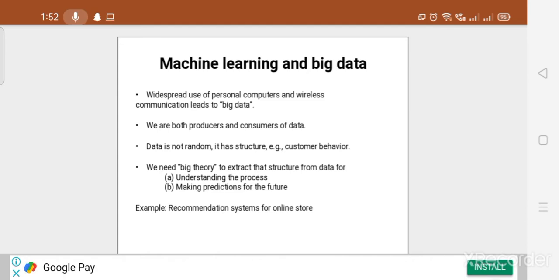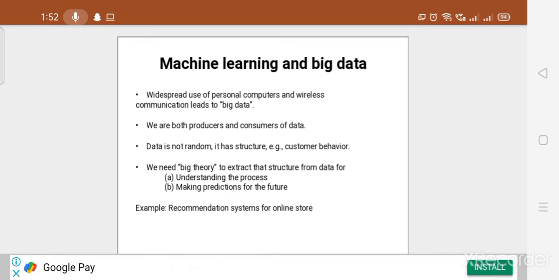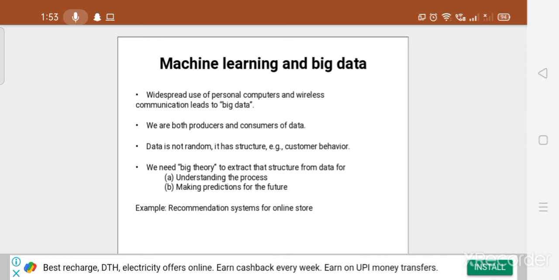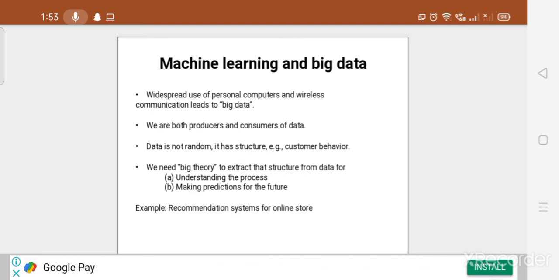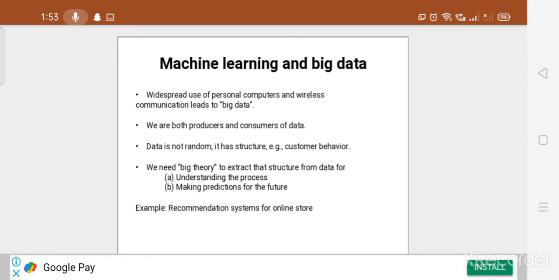So the wider spread use of personal computers and wireless communication leads to big data. In today's world, too many people use computers and wireless communication. I think each and every person has a personal computer and a mobile that uses wireless communication, right? Because of this, big data came into the picture. When we use more amount of data and resources, there is a need to store the data, and that data is of big size, so that's why we call it big data.